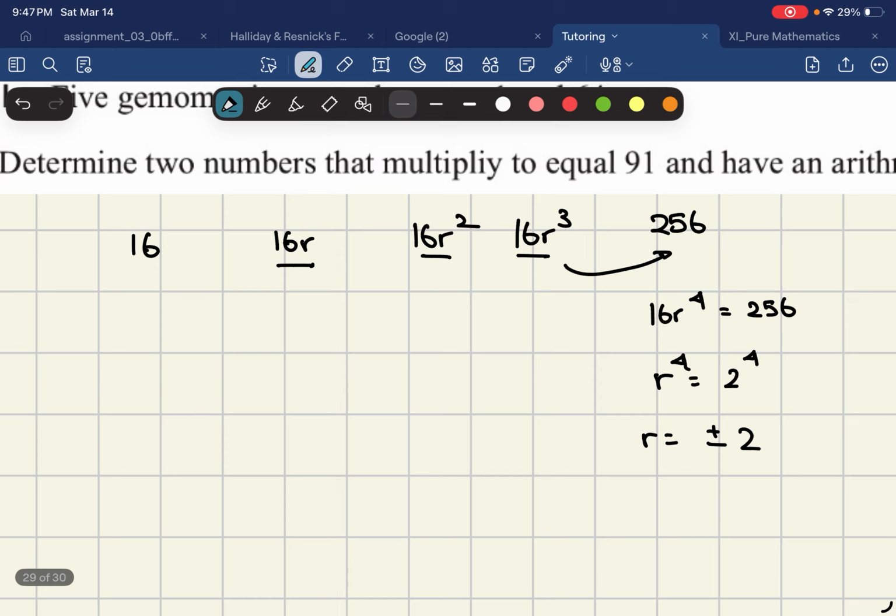And using our value of r, our three geometric means could be, if I use positive 2, 32, 64, and 128. Or it could be negative 32, 64, and negative 128. So these numbers could be the three.